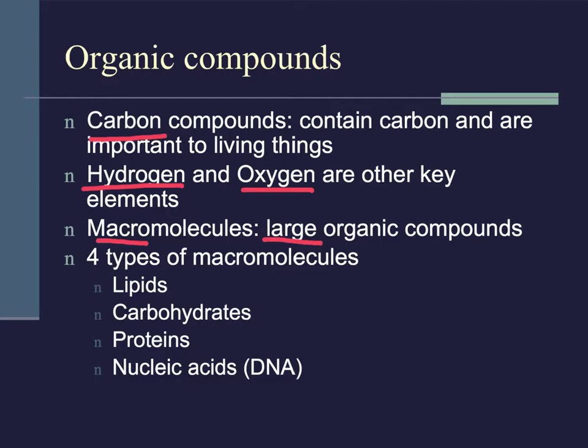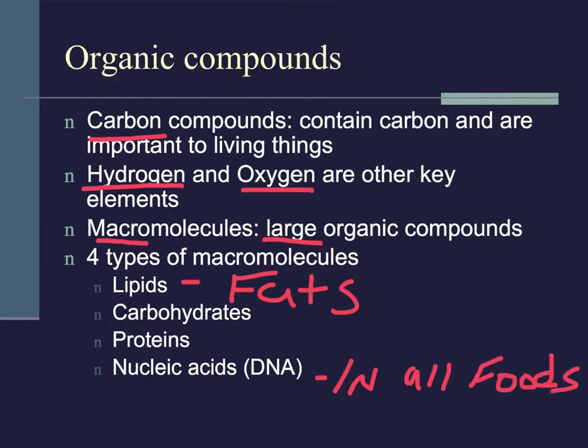In this screencast, we're going to discuss four types of these macromolecules. Lipids, which are also known as fats. Carbohydrates, which I'm sure most of you are familiar with. We find those in things like pasta and bread. Proteins, which we find in meats like chicken and steak. And nucleic acids, which you find in all foods, but as previously discussed, we will discuss nucleic acids a little more specifically later on.